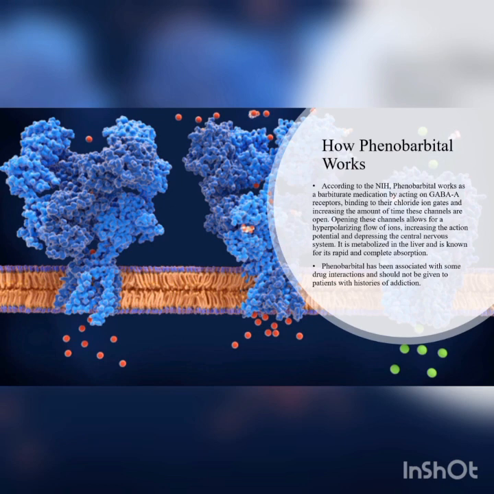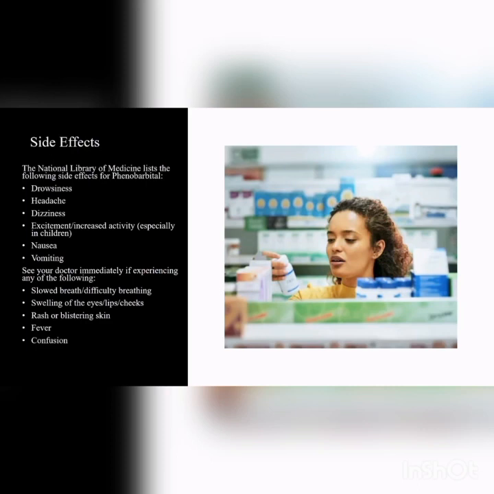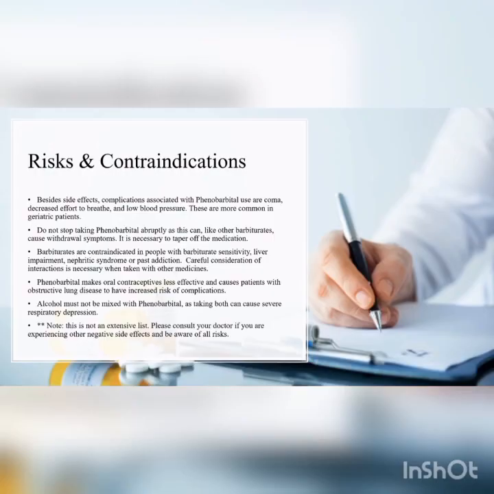Phenobarbital has been associated with some drug interactions and should not be given to a patient with a history of addiction. Here are the side effects of the drug phenobarbital: drowsiness, headache, dizziness, excitement or increased activity, especially in children, nausea, vomiting, slowed breathing or difficulty in breathing, swelling of eyes, lips, cheeks, rashes, and fever.